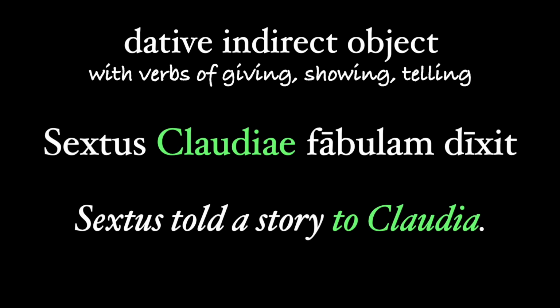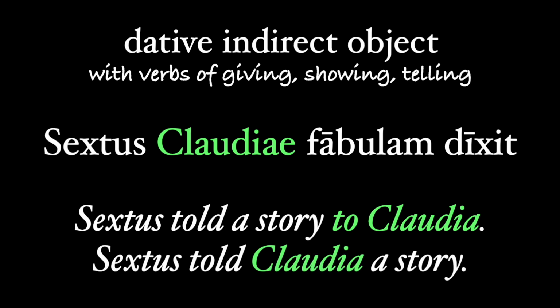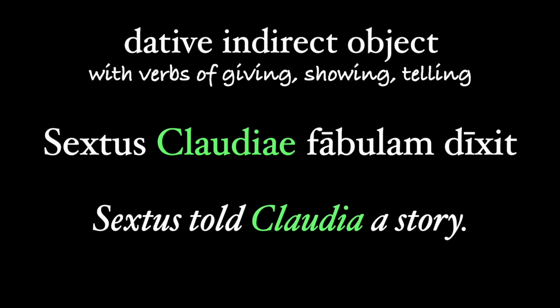So, Sextus Claudiae fabulam dixit. Sextus told a story to Claudia, or Sextus told Claudia a story. Our dative noun here is Claudiae, and notice the -ae ending, and she's receiving the telling of the story. Now, I left this translation of the sentence up where our dative noun doesn't have a "to" in front of it. If we want to, English allows us to translate our indirect objects immediately after the verb. And when we do that, we don't need to use the word "to."